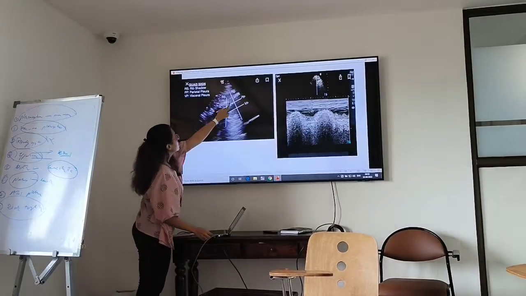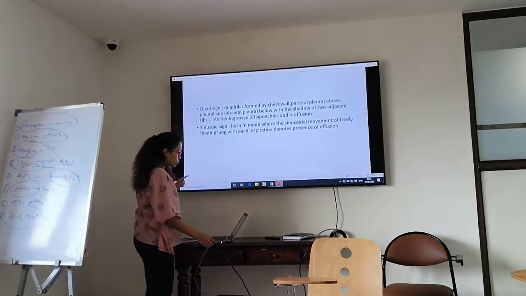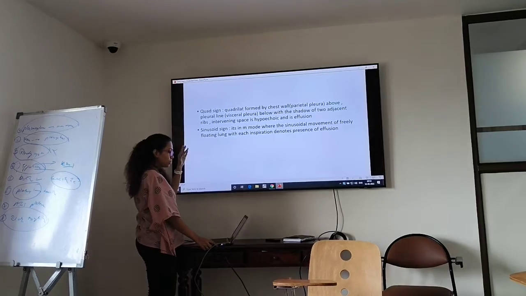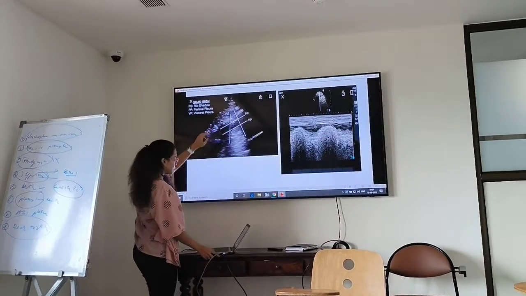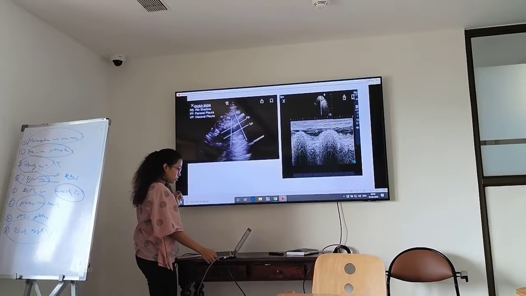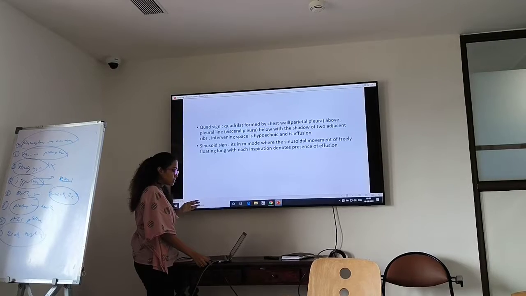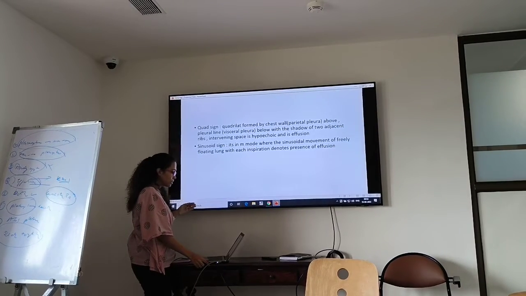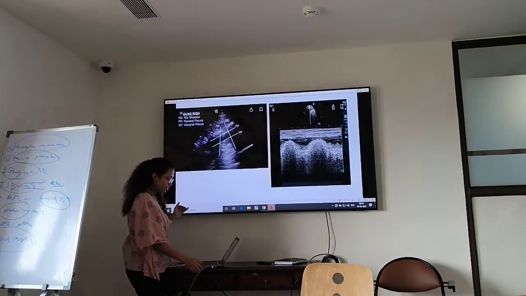This one, this is a quad sign. So it is formed by the chest wall, pleural line and the shadow of two adjacent ribs. And the sinusoid sign. Sinusoid sign is basically seen in the M mode, where the sinusoidal movement of the freely floating lung with each inspiration denotes presence of effusion.